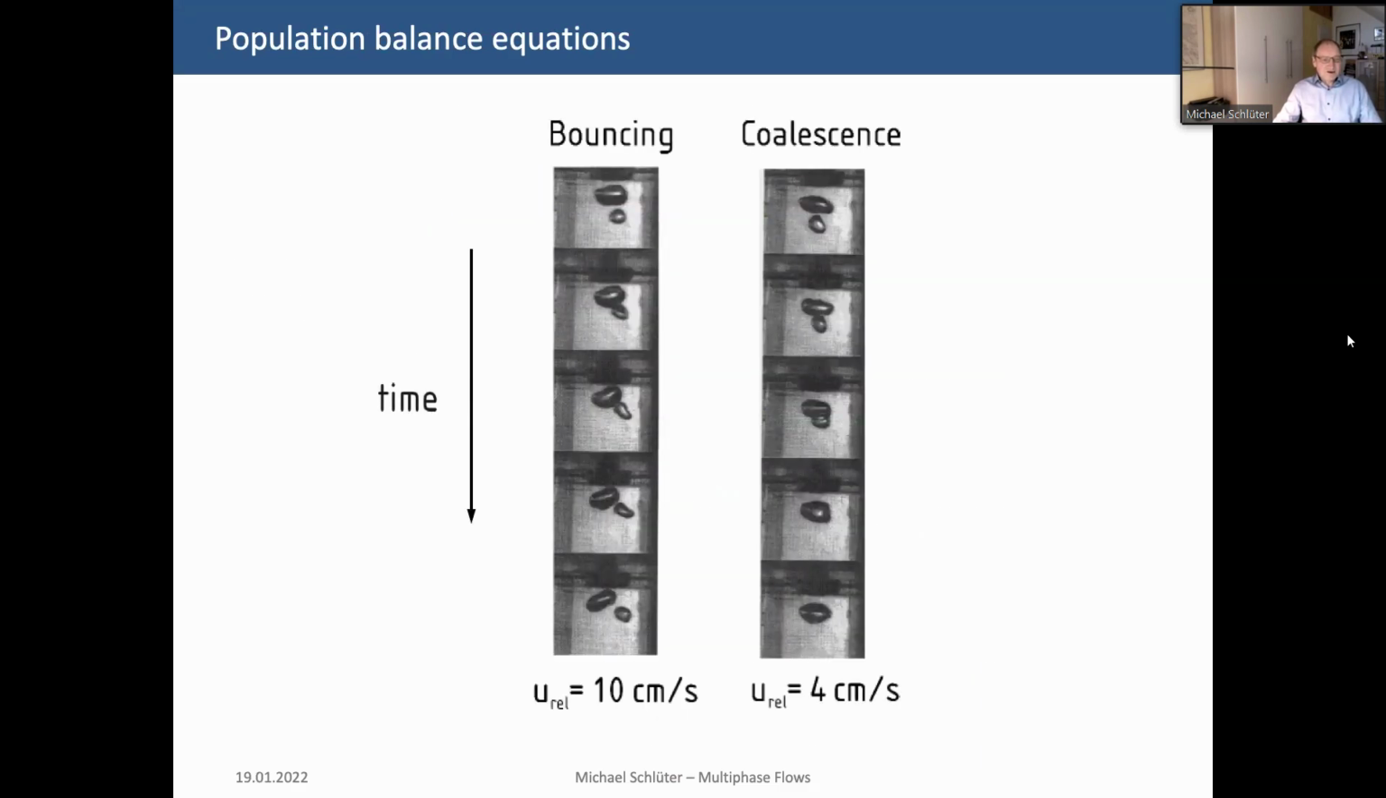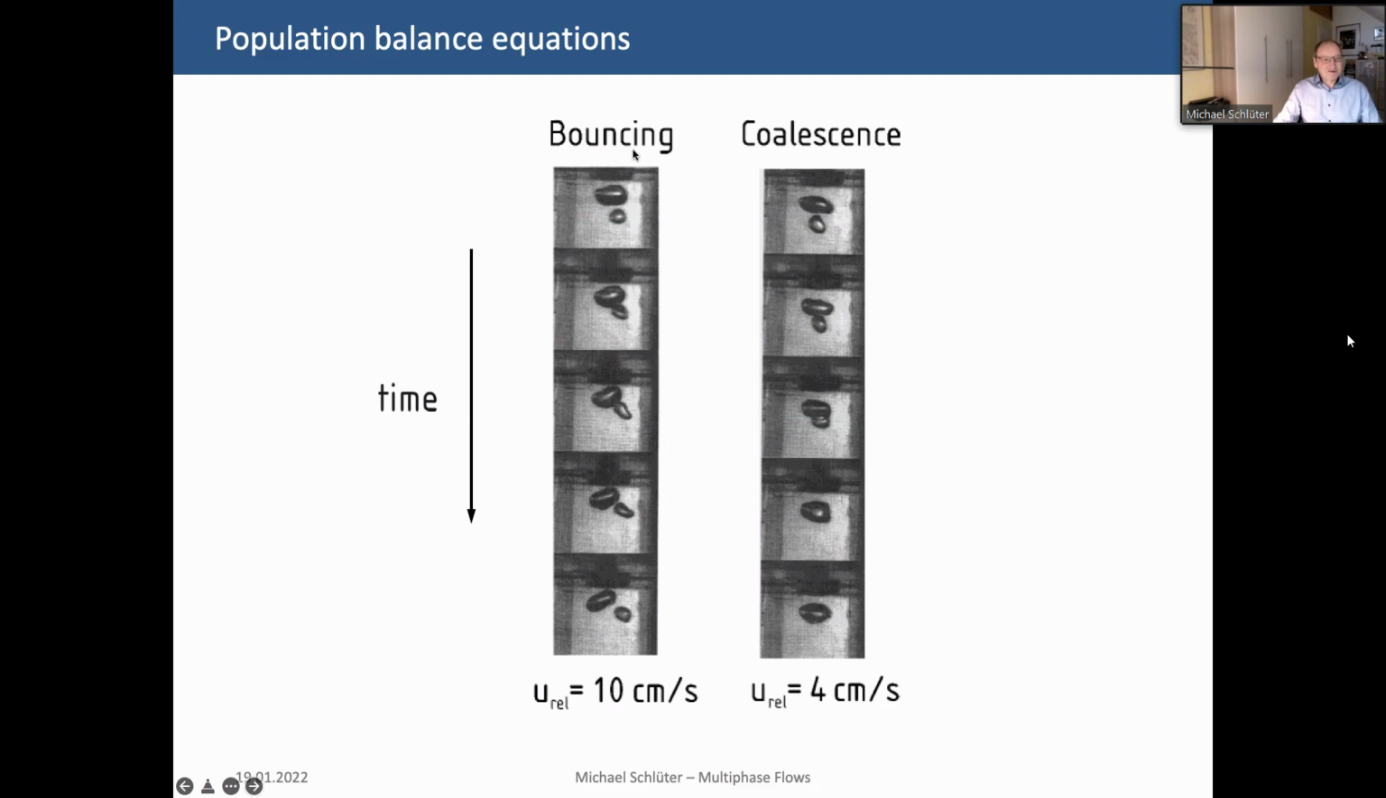So and how do we get now the information to calculate the coalescence and breakup? Therefore experiments are necessary. Here you see very old pictures, but this has been done already 20 years ago, that bubbles have been started here, 2 bubbles, and they are rising. And you can see that with these lower gas velocities, lower relative velocity of the bubbles of 10 centimeters per second, the bubbles are hitting each other, but then they are separated again.